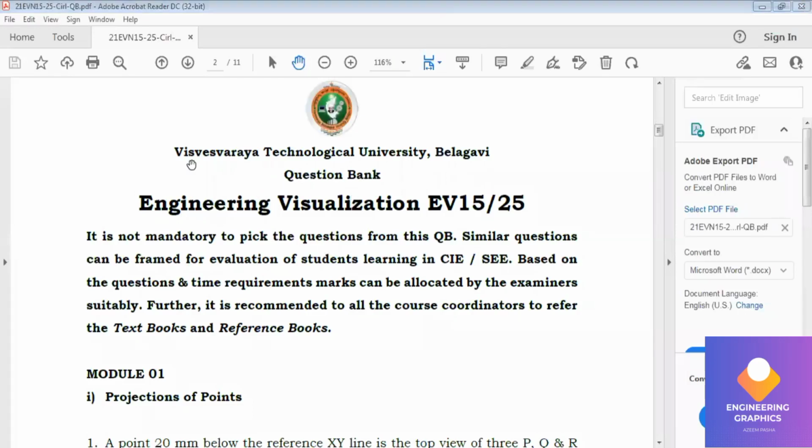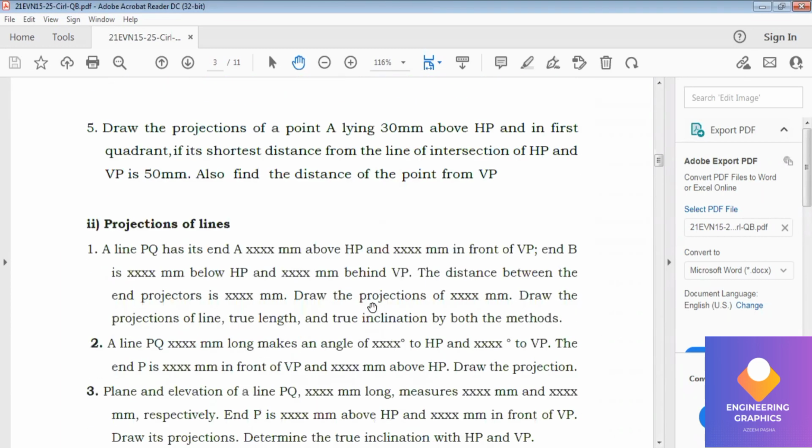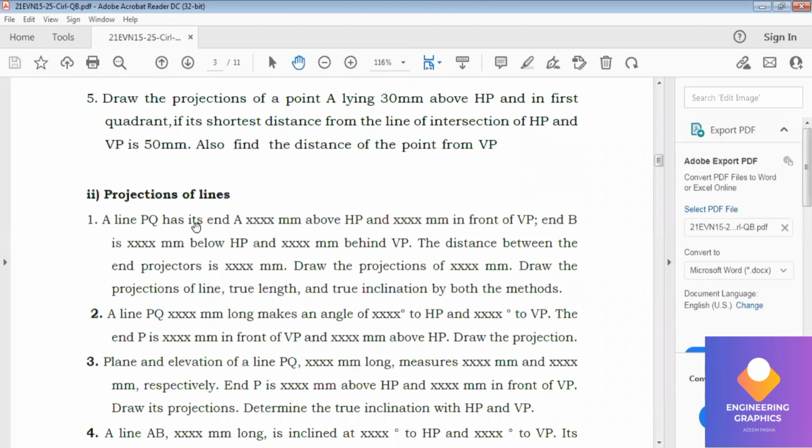Good morning all. So this is the question bank from VTU for the engineering visualization subject. Now we are moving on to the second section, that is projection of lines.